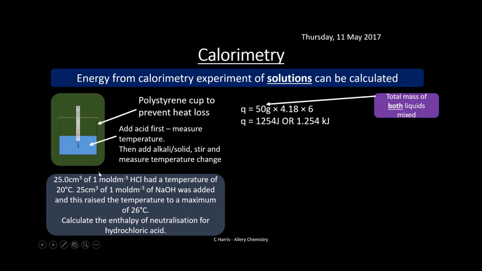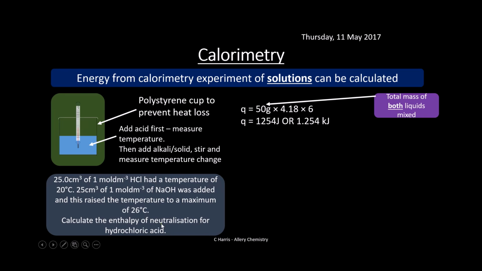So to work this out, we have to take into consideration both liquids. 25 plus 25. Add them up, and that's 50 grams in total. This is assuming a density of 1 gram per centimeter cubed. Times it by your 4.18, it's your heat capacity, times it by 6, which is the temperature change. 26 minus 20 is 6. Put your numbers in, we get that in joules. That's in kilojoules, 1.254 kilojoules.